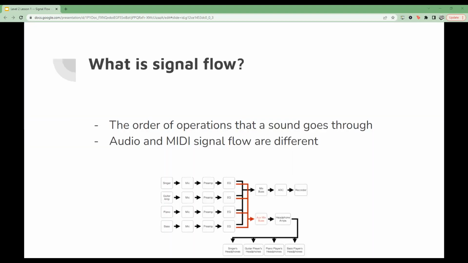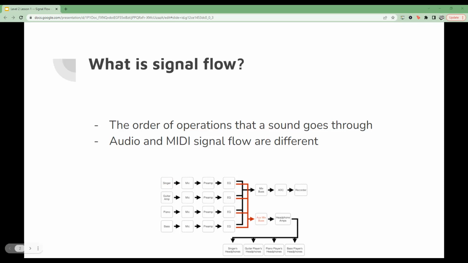So what is signal flow? Signal flow is the order of operations that a sound goes through. So for example, looking at this diagram here, where I will put on the laser pointer, you can see the idea of signal flow for a concert.